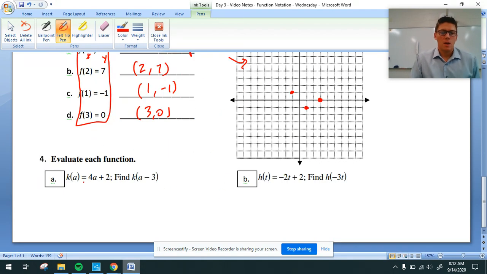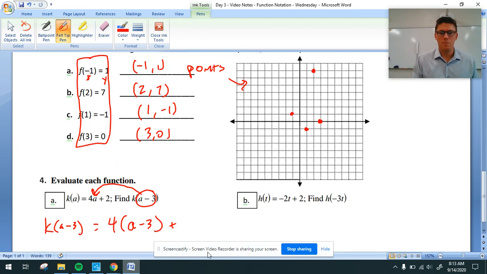And our last one, our last set, evaluate each function. So here's what it's saying. It's saying k of a is this function for a plus 2. Notice how it doesn't say k of x. The reason is because it's not a function of x. Look at the variable that's here. It's an a. So if it says k of a is this function of a, that's the variable we're working with. And then it says find k of this right here. Remember, whatever is right here is what we plug in for the variable. Okay? So k of a minus 3 is 4 times, not a, but a minus 3, plus 2.